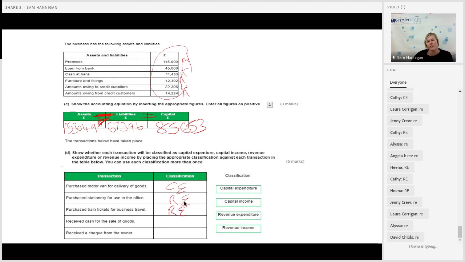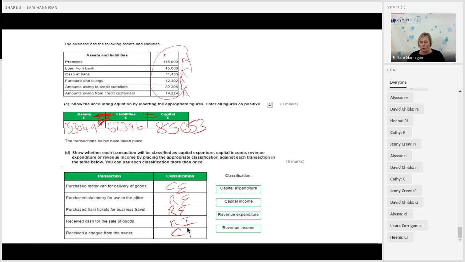Cash received for sale of goods. So this is the mobile phones that we've sold. Brilliant. Revenue income. And what the owner's done is put some more capital into the business. So what's that? Fantastic. Capital income. Well done. Absolutely brilliant. You should be well proud of yourselves.